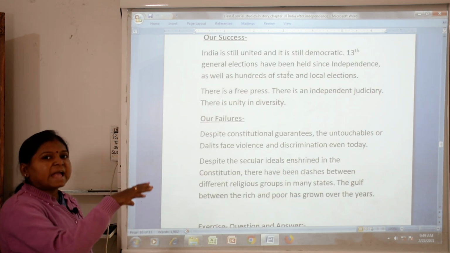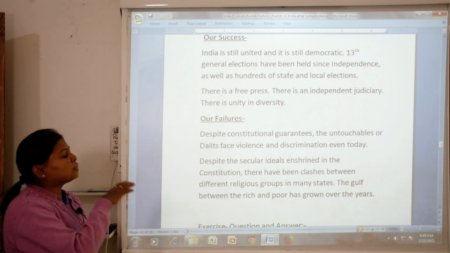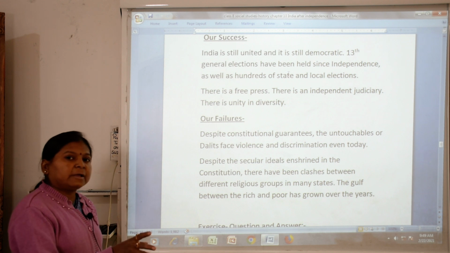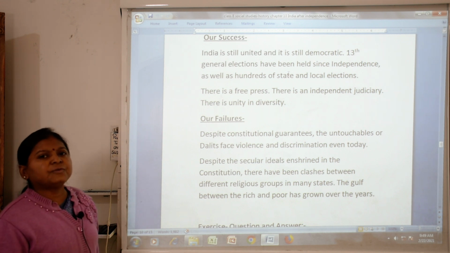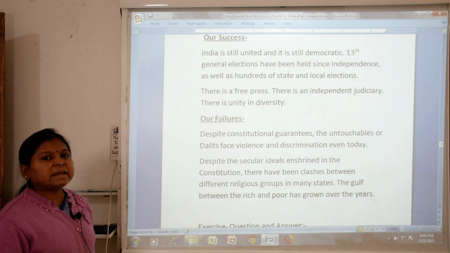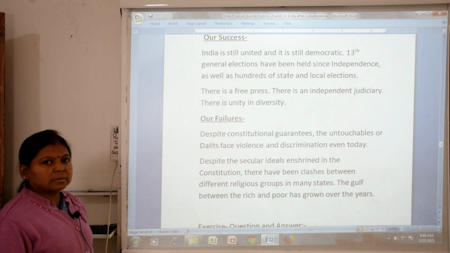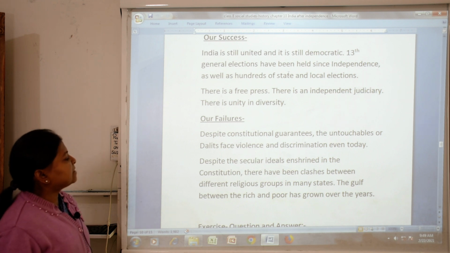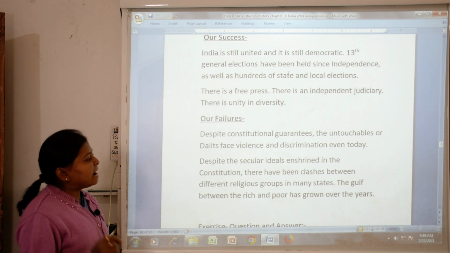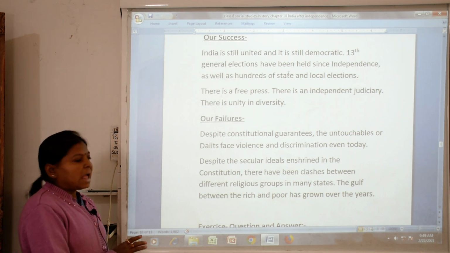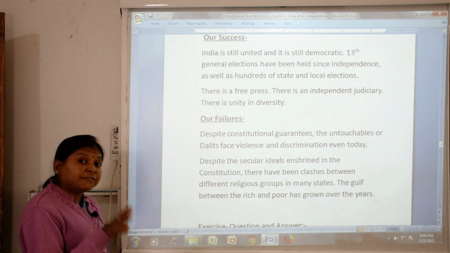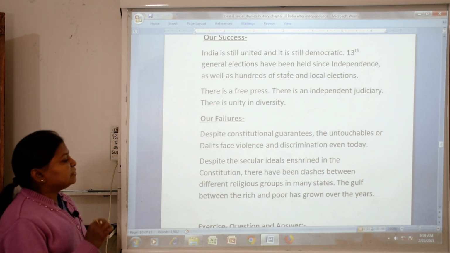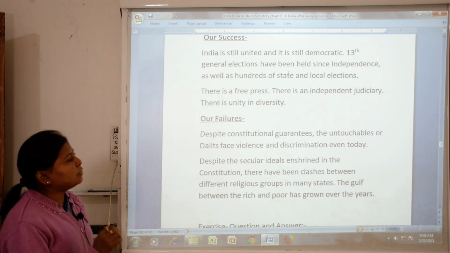Despite constitutional guarantees, the untouchables or the Dalits face violence and discrimination even today. You can see so many news items we are hearing or watching daily. So we can see here they are too much violated. Despite the secular ideals in the constitution, there have been clashes between different religious groups in many states till now. The gulf between the rich and the poor has grown.